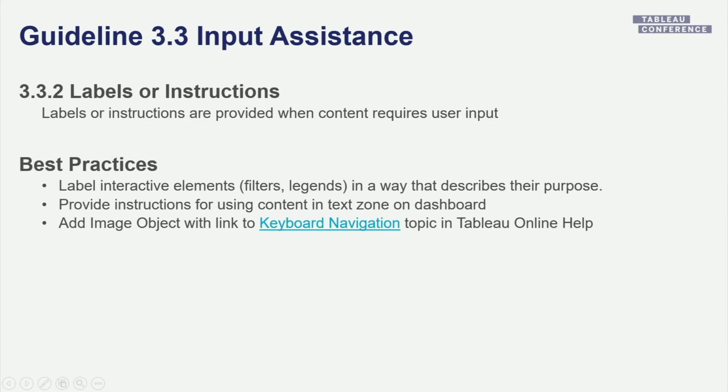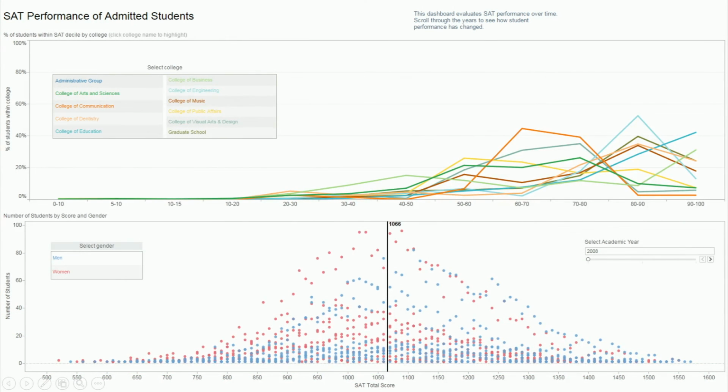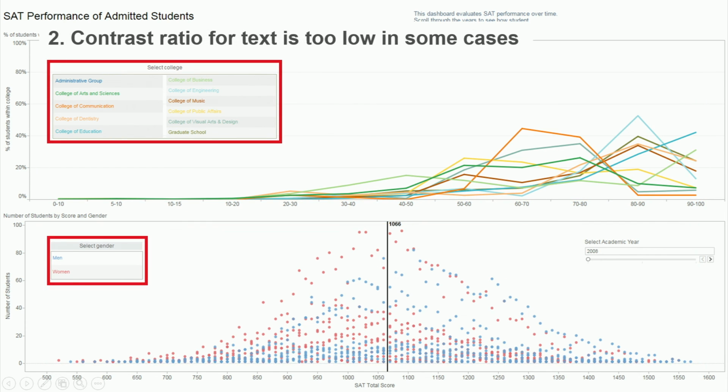Okay, let me blow through a case study. Here's the dashboard that we had. Remember our good friend, the SAT score dashboard, from an accessibility view. It's got some issues. Its marks are distinguishable only by color. The contrast ratio for text is too low. There are some bad ones, like yellow text on a light gray. That's hard for pretty much anyone to read.